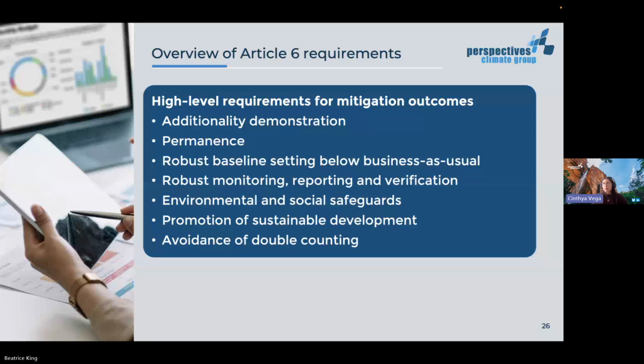Great. So both Article 6.2 and the PACM share high-level requirements for mitigation outcomes. So, for example, we have the requirement of the additionality demonstration, permanence, robust baseline setting below business as usual, robust monitoring, environmental and social safeguards, promotion of sustainable development, and avoidance of double counting. Throughout this section 2, or part 2 of the presentation, we're going to be investigating why are these criteria important, what is new under Article 6, and how are they elaborated into detailed requirements, particularly under the PACM, which is where we can find detailed specific requirements on how to operationalize them.